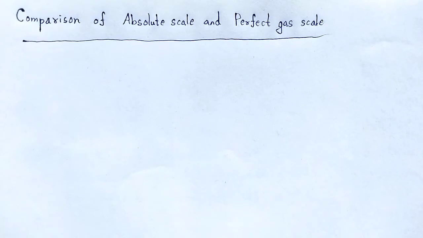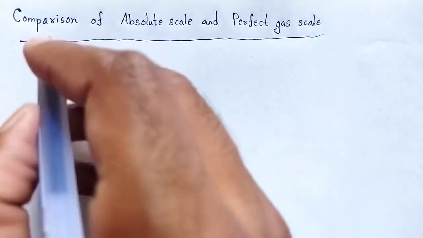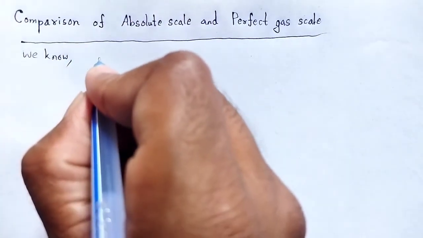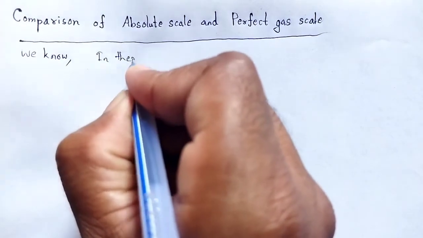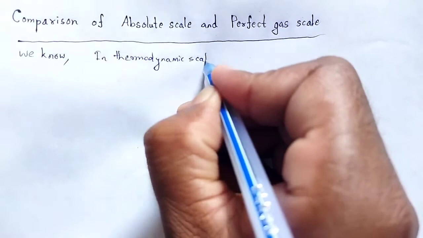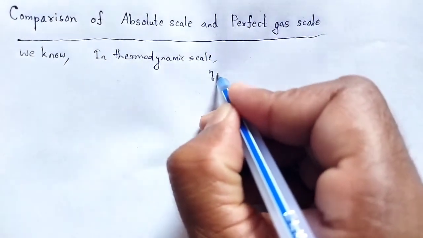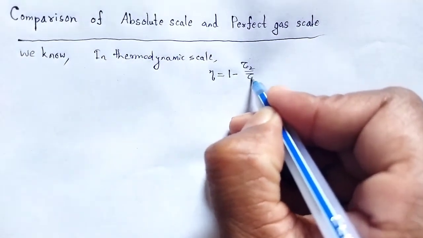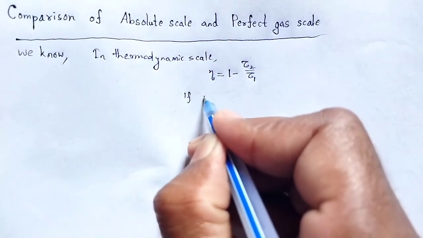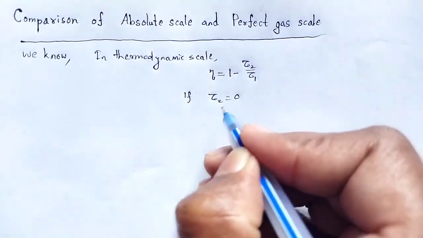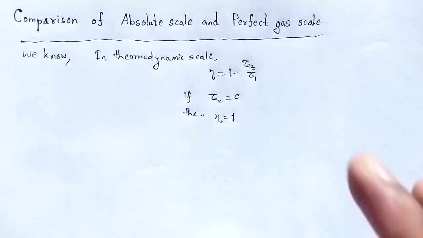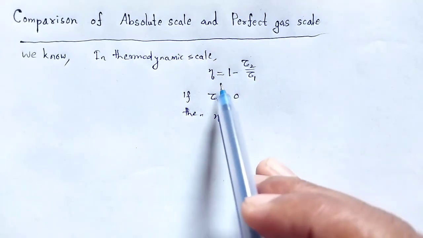We know that on the thermodynamic scale, the efficiency eta will be 1 minus tau 2 by tau 1. If tau 2 is 0, then the efficiency will be maximum. This is in the thermodynamic scale.